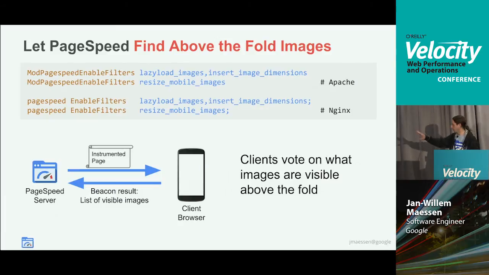It serves an instrumented page, and basically the clients are going to vote on which images count as being above or below the fold. And based on the outcome of that voting, we're going to decide that particular images are critical or not.